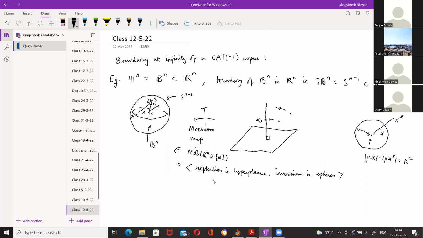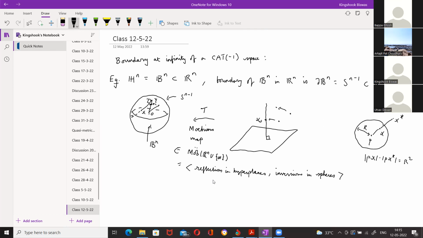Is it clear? This is the inversion in a sphere of radius r. Since it sends the inside to the outside and the outside to the inside, it fixes every point on the sphere of radius r, right? And the center goes to infinity and infinity goes to the center, right?